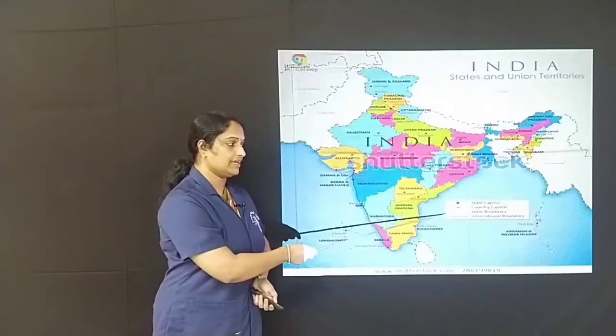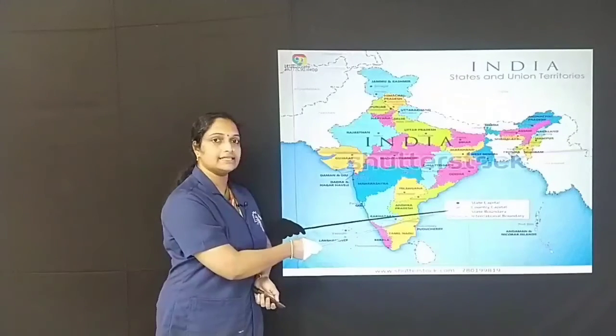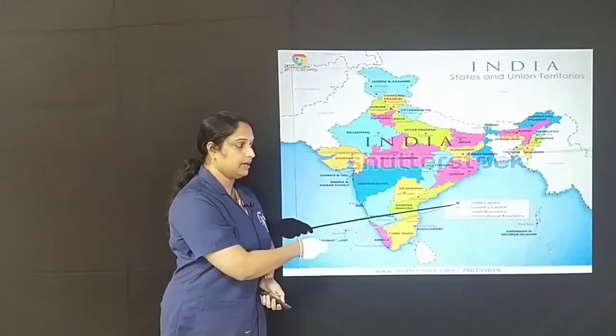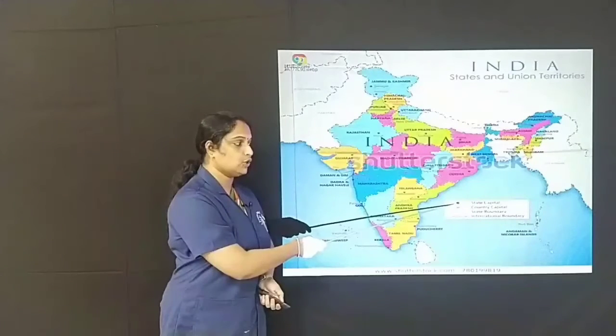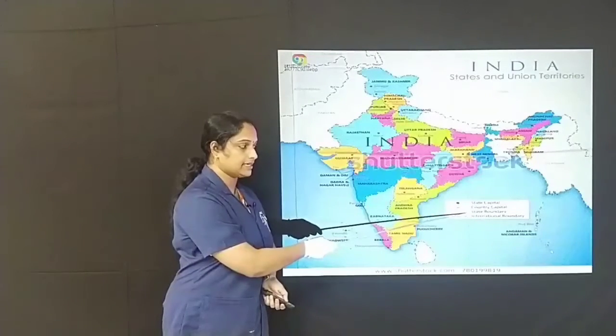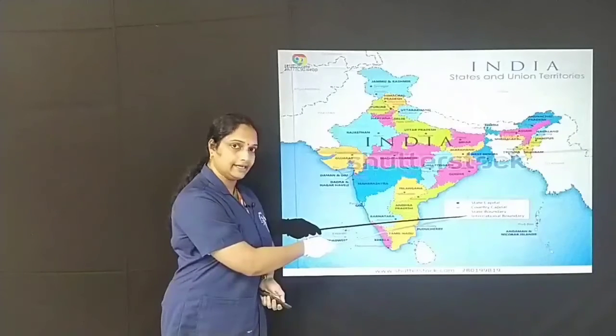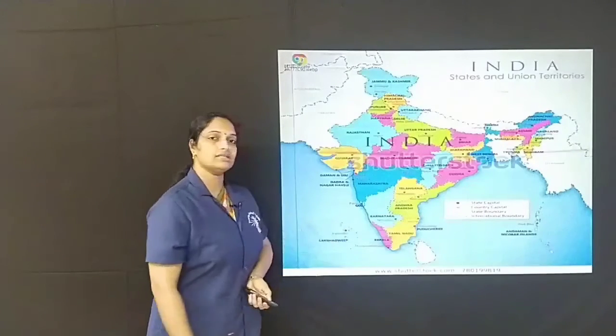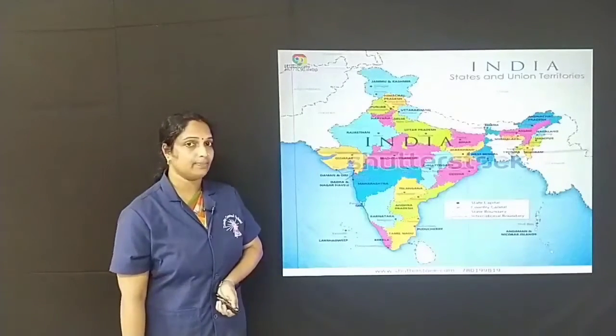So in this box we can see some symbols and their information. For example, the state capital is shown in this symbol, and next is country capital, then state boundary and next one is international boundary. So this is about the political map of India.